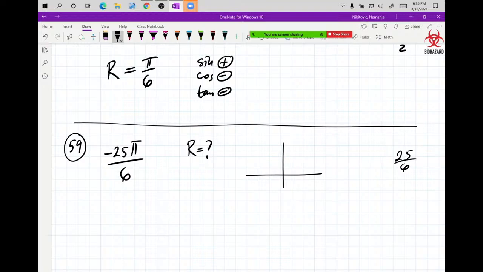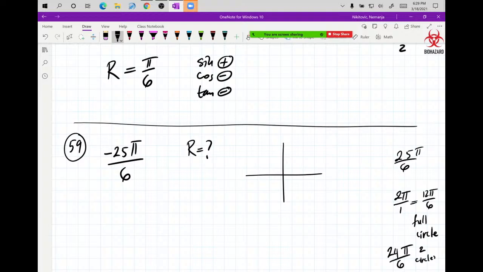So what do I have? If I have 25 pi over 6, how much is my 2 pi? My 2 pi over 1 is going to be 12 pi over 6 for the full circle. So that means that 24 pi over 6 are 2 circles. Right, you go twice around. And then you have 1 more pi over 6 to go.